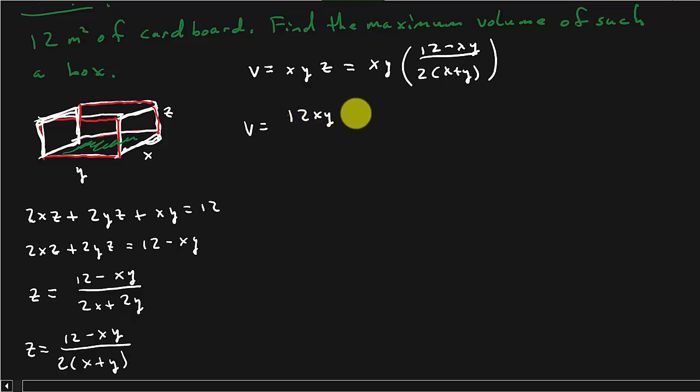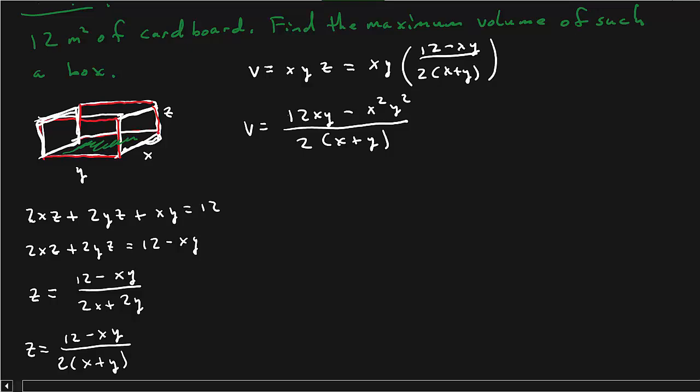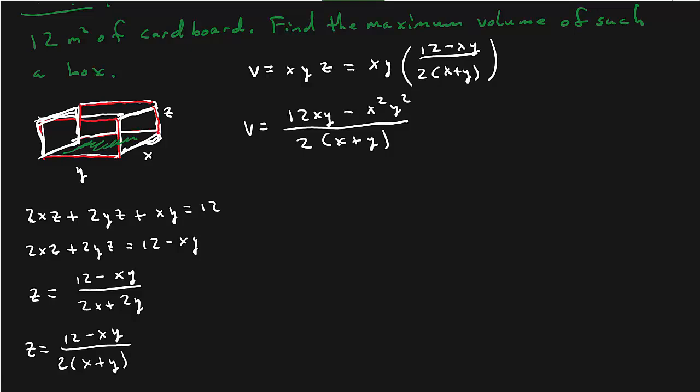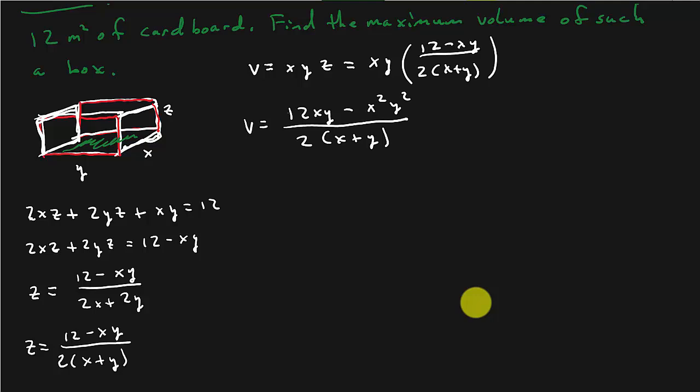12xy minus x squared y squared, over 2 times x plus y. All right, so there's our volume. Now what we have to do is take the partial with respect to x. I'm going to work out finding the partial with respect to x, and then I'm probably going to have to erase it because I'm not going to have enough room to work everything. But I will work that part out.